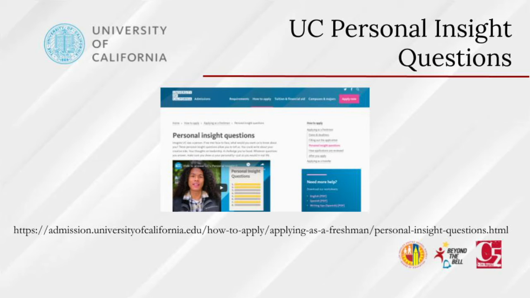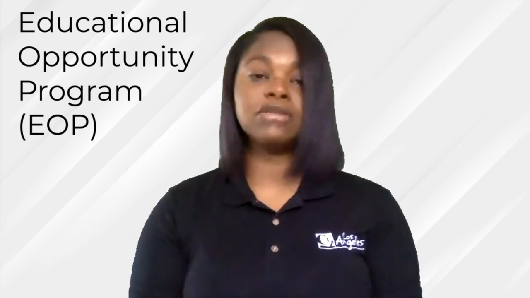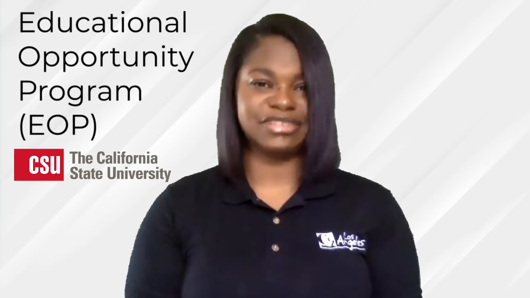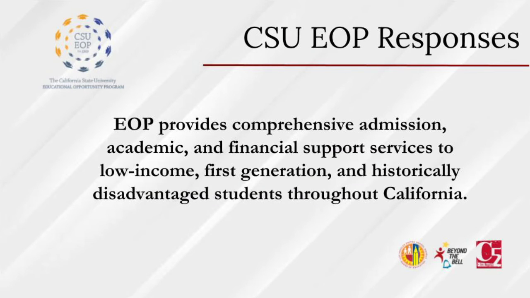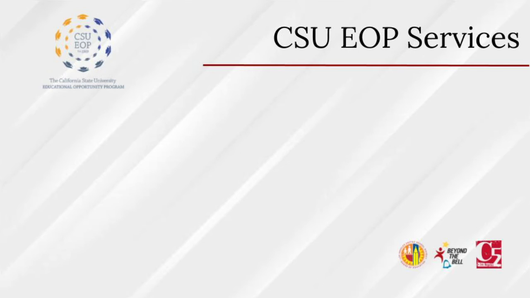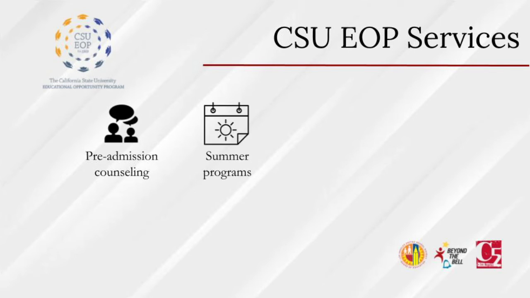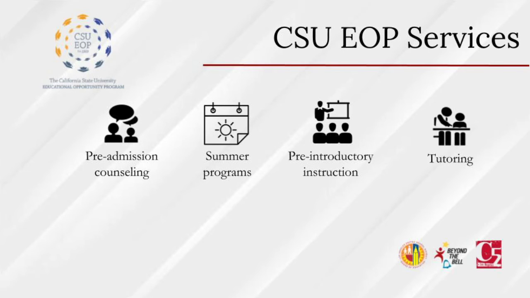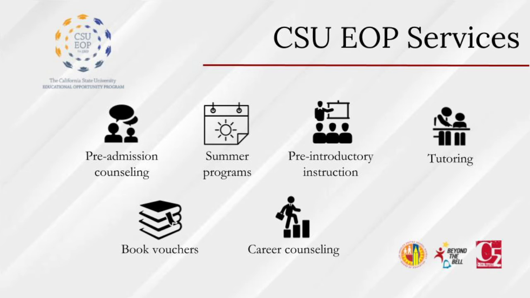You may be eligible for the Educational Opportunity Program, also known as EOP, at the Cal State universities. EOP provides comprehensive admission, academic, and financial services and support to low-income, first-generation, or disadvantaged students within the state of California. Services include, but are not limited to, pre-admission counseling, summer programs, pre-introductory instruction, tutoring, book vouchers, and career counseling.